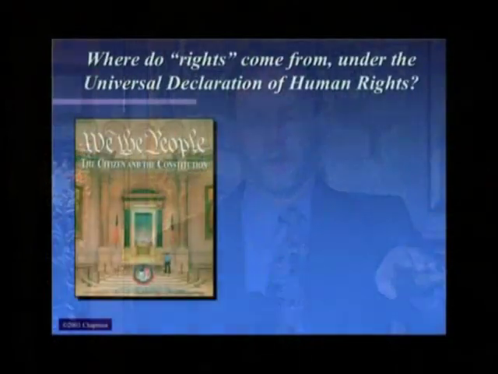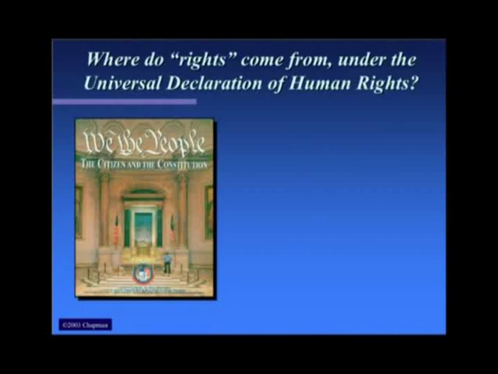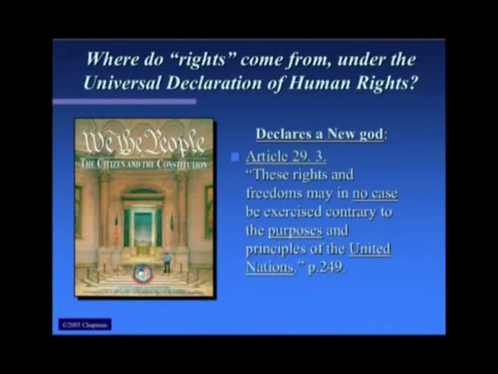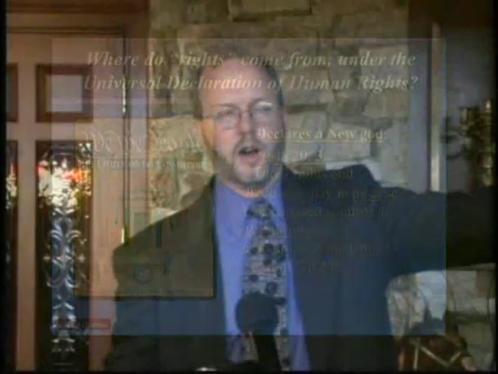Did you know, by the way, the Declaration of Human Rights declares a new God? Where do rights come from under the Universal Declaration? Article 29.3 says, these rights and freedoms may in no case be exercised contrary to the purposes and principles of the United Nations. It enumerates your rights and then it takes them away. Government becomes God.